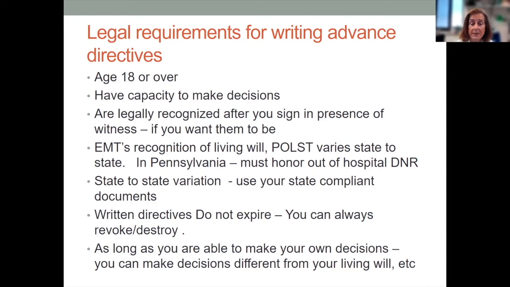There is also state-to-state variation in terms of living will documents. Use your state-compliant documents if you find that easiest to do. Remember, your written directives do not expire. You can always revoke or destroy, and you can always change them. And also remember, as long as you're able to make your own decisions, you can make decisions that are different from your living will or other written advanced directive document.